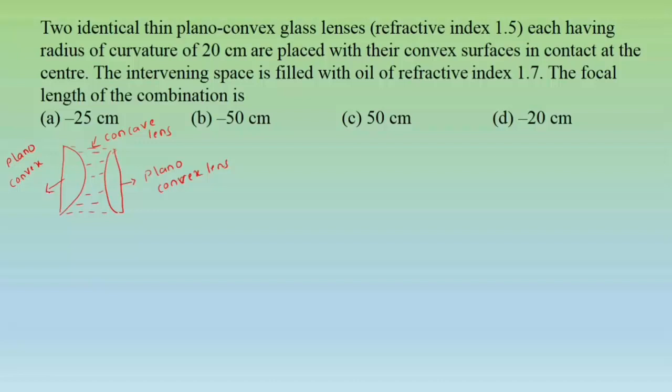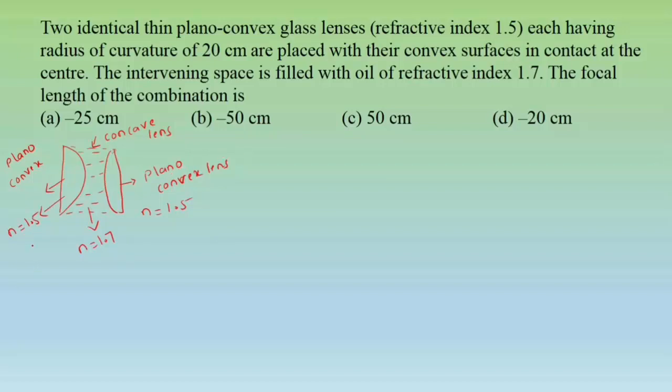Now the refractive index of this plano-convex lens is given. Let us take it as n equal to 1.5, and here the oil is having refractive index n equal to 1.7. Again the third one, the plano-convex lens, is made of glass, having refractive index again 1.5. Now we have to calculate the focal length of the combination.